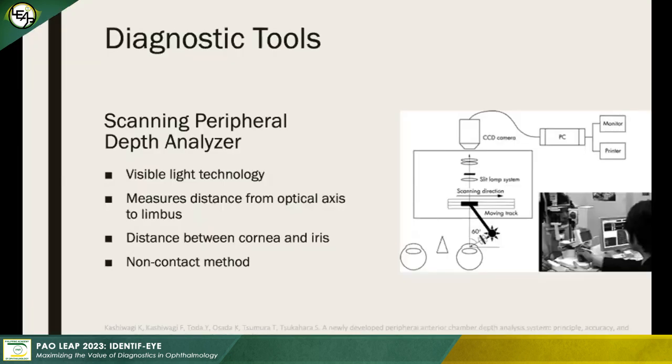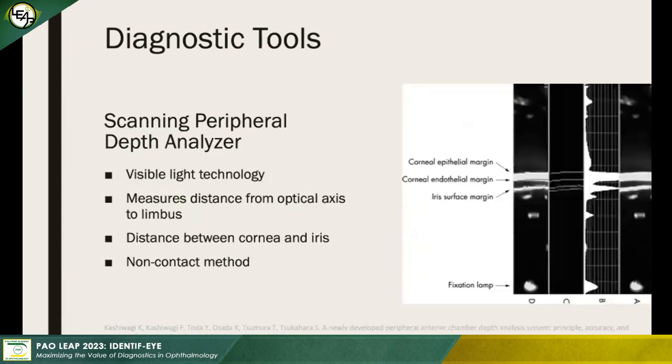First is the scanning peripheral depth analyzer. This is a relatively earlier piece of technology. It uses visible light technology and measures the distance of light from the optical axis to the limbus. It's a non-contact method. The image on the right looks like a slit lamp setup. This is an example of what that reading might look like. You shine a light into the angles or the limbus, and based on the reflection, the machine is able to gather information from the reflected light.